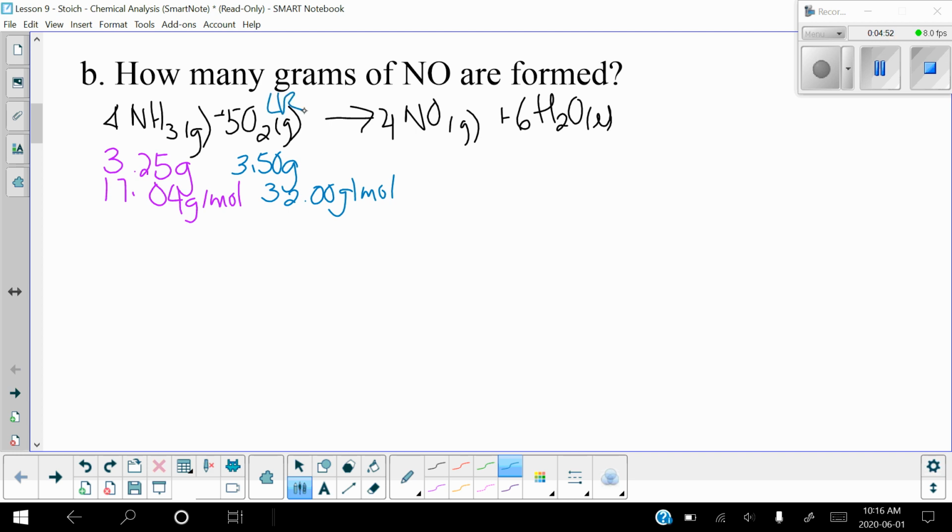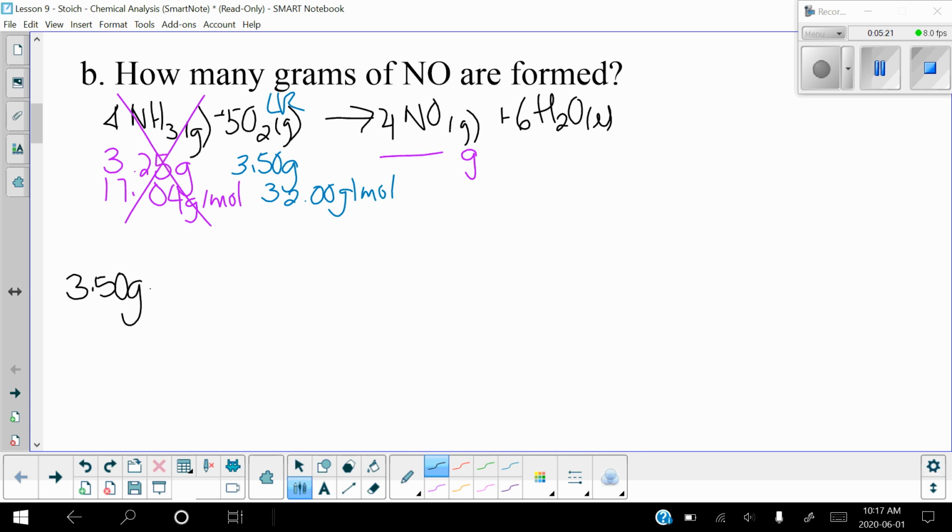In B, it's asking us to determine how many grams of nitrogen monoxide is formed. So we're obviously going to use the limiting reagent, which is going to be our oxygen. So I'm going to get rid of this so it's just not conflicting information. We are looking for grams of nitrogen monoxide. So to find that, we're going to begin with what we know.